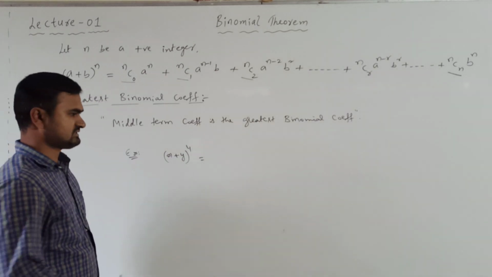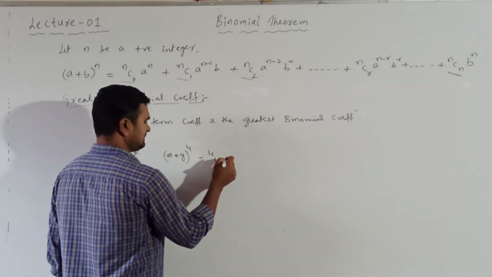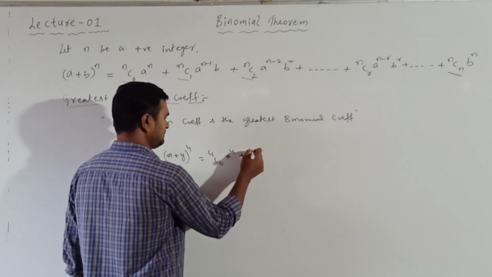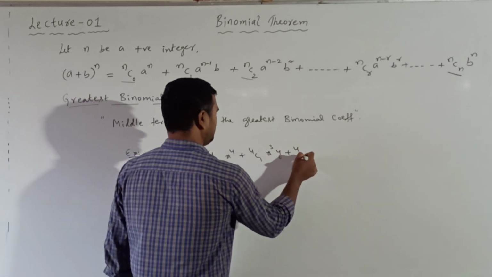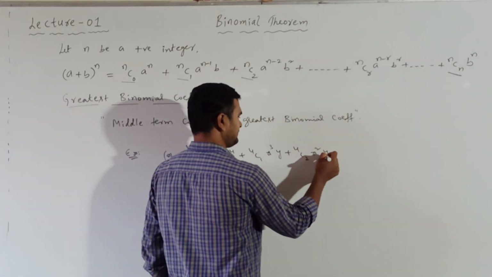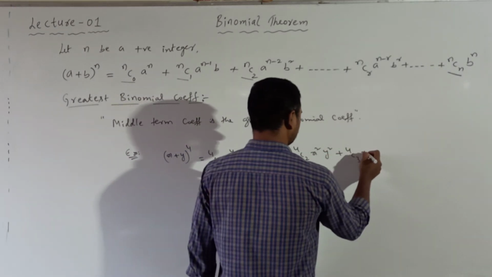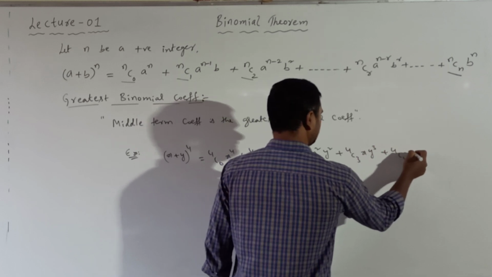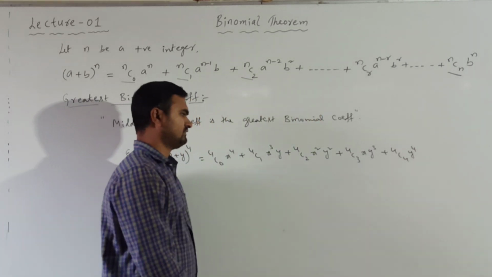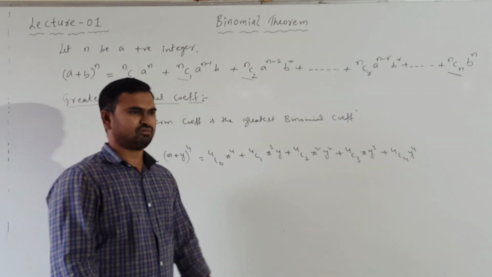What is the expansion for (x plus y) whole power 4? It is 4C0 x power 4, 4C1 x cube y, 4C2 x square y square, 4C3 x y cube, 4C4 y power 4. Okay, this is the expansion of (x plus y) whole power 4.